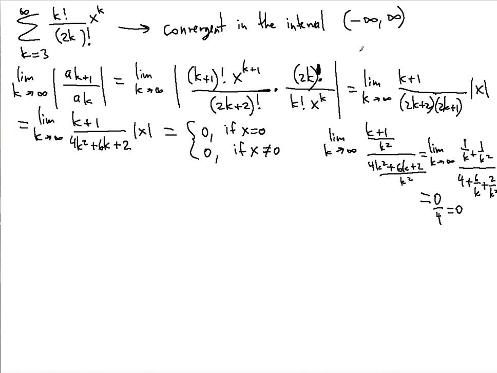Because all x values are possible, and you can never close at infinity, because you can never include infinity. It's not a number, right? So that's why you have an open interval. Now the radius of convergence, of course, is going to be just simply infinity, right? And that's it.